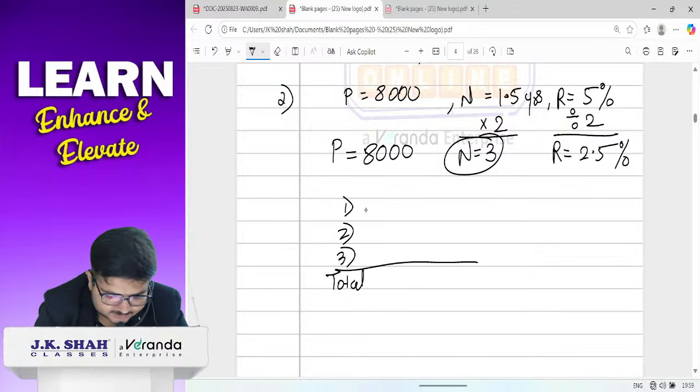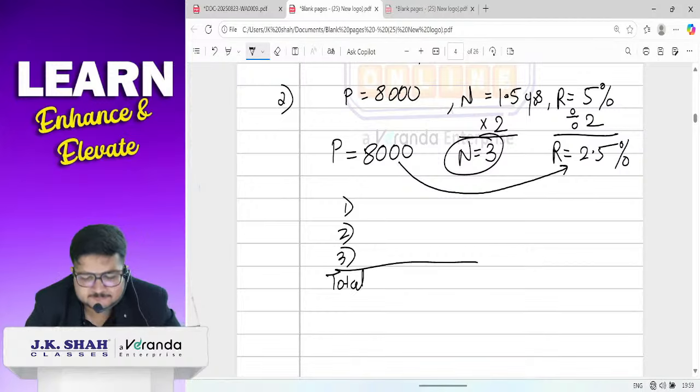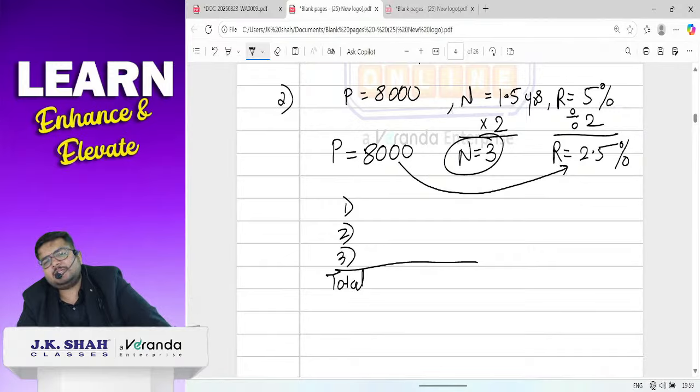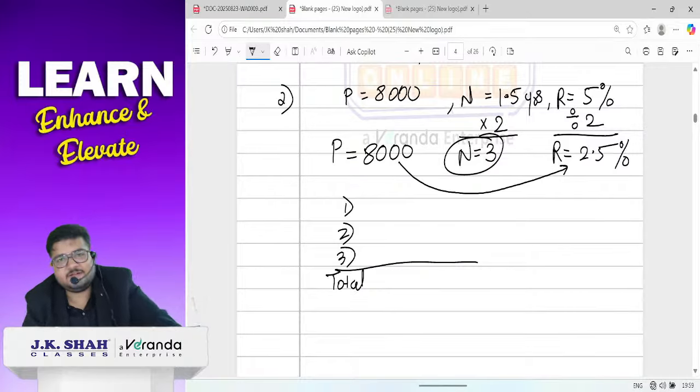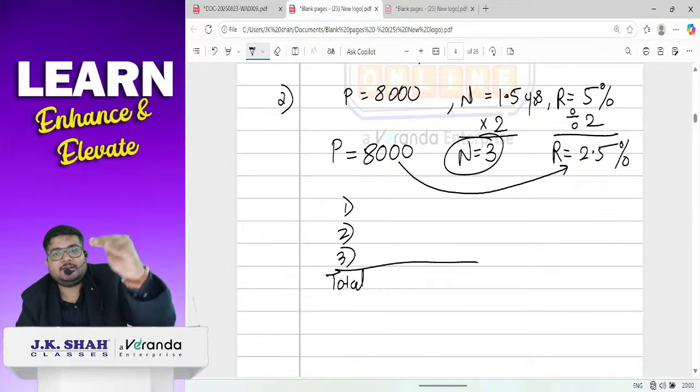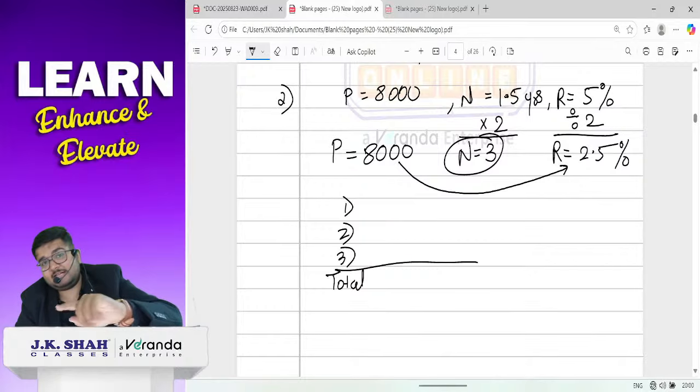For the first year it is very easy. 8,000 ka 2.5%. How will we calculate 2.5%? We will find out 10%, then we will do half of it, and then again half of it. 10%, half. That is how we will find 2.5%. 8,000 ka 10% is 800. 800 ka half and half. 800 ka half is 400. 400 ka half is 200.